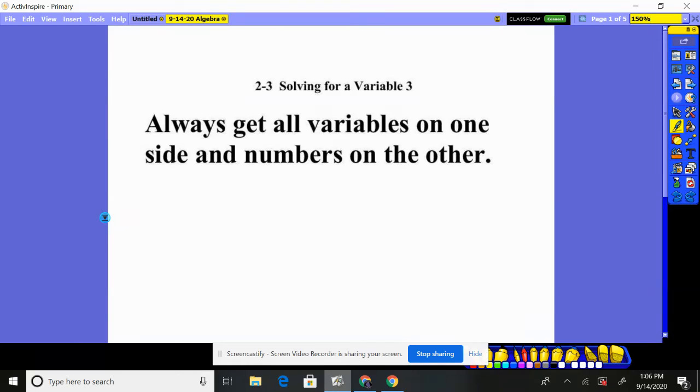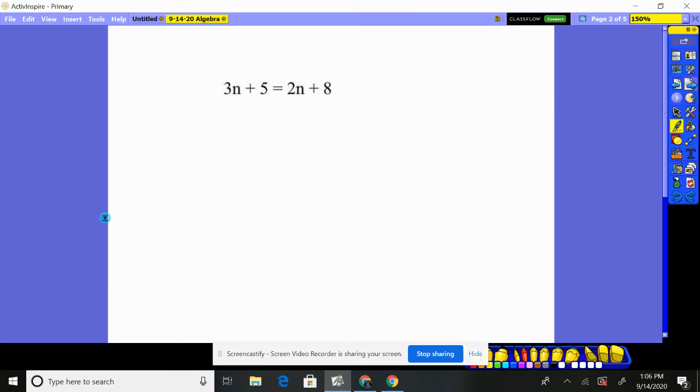All right, we're going to look at 2, 3 here, solving for a variable. The key is to always get all your variables on one side and your numbers on the other. I say that all the time. So let's look at this first problem here.